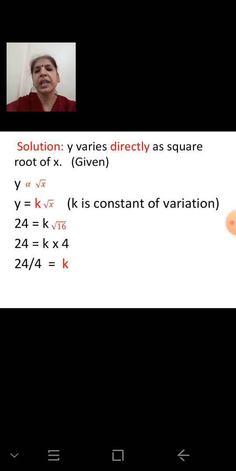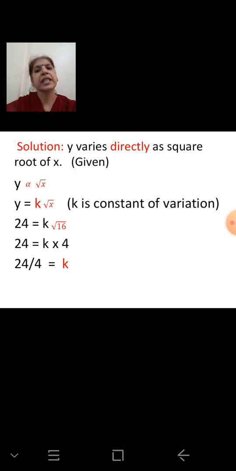Solution. What is given? y varies directly as the square root of x. It is given in words. Write in words, then write using the symbol of variation. Which letter is used first? y. So we will use y first. y varies directly as the square root of x. How do we write the square root of x? Using the square root sign. And alpha is the symbol of variation. We know. Change into an equation. So y equal to k root of x.